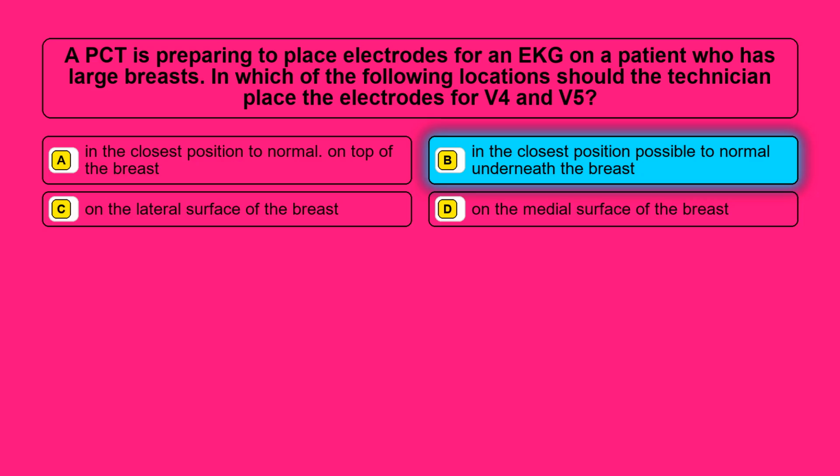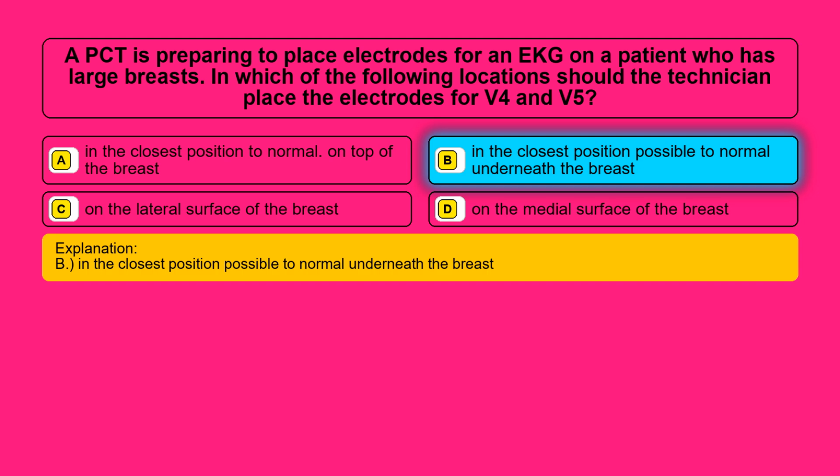The correct answer is option B. In the closest position possible to normal underneath the breast. B. In the closest position possible to normal underneath the breast.